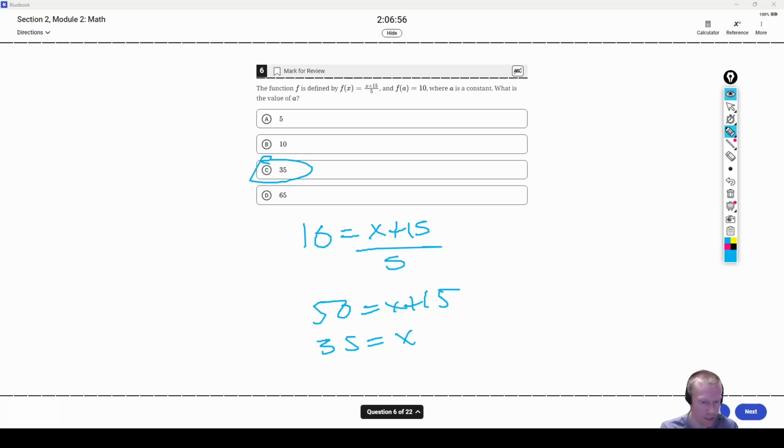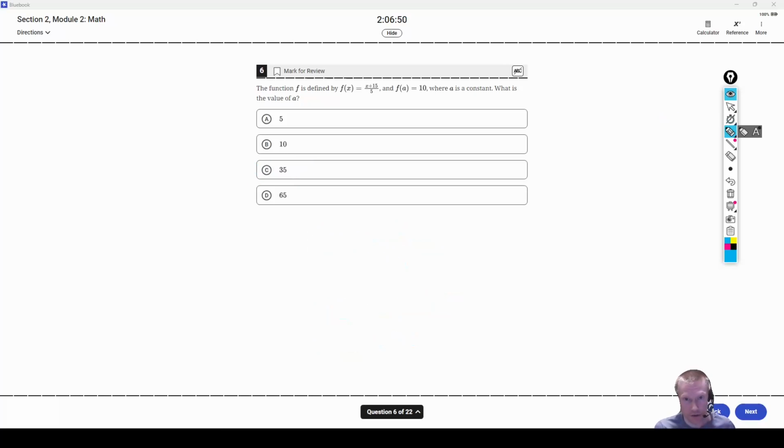Letter C, correct answer. Alternate ways to do this. You could go through the answer choices and you could back solve this, meaning take the value, plug it in for x, add 15, divide by 5, see if it equals 10. 5 plus 15 is 20, 20 divided by 5 is 4, that's not 10, and you move on.